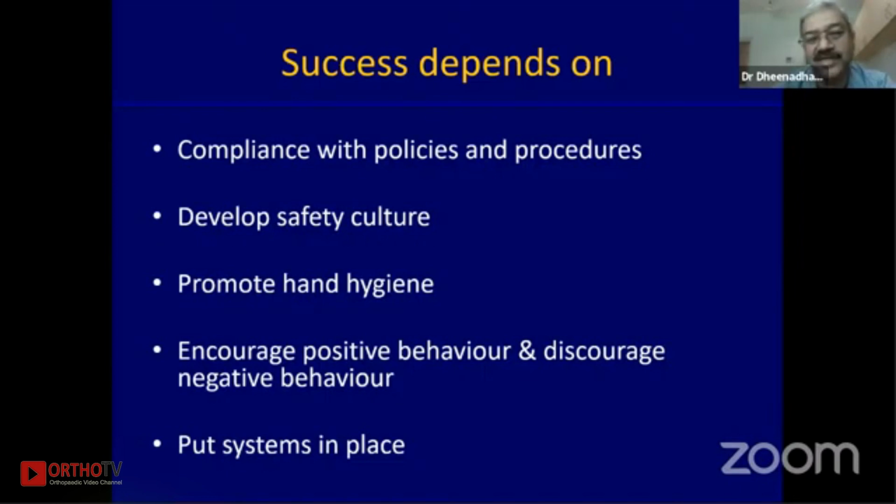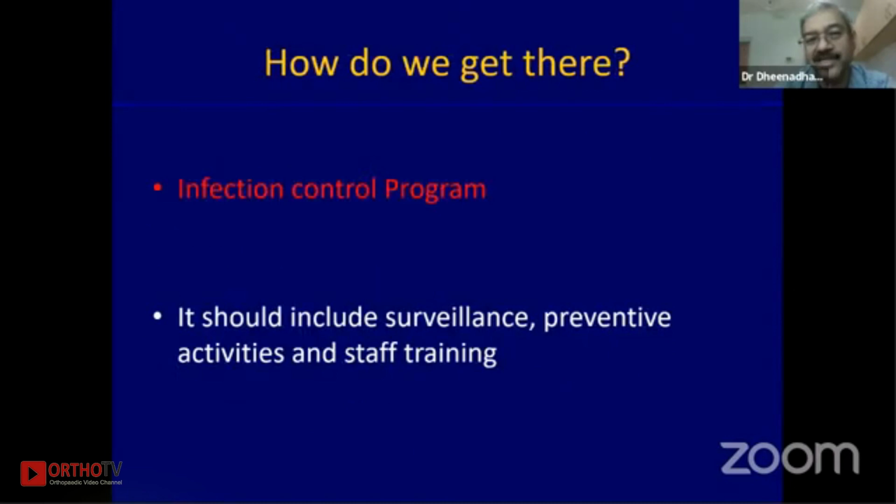The success depends on the compliance of all these policies. And everyone in the team must develop the safety culture, and then promote hand hygiene. Why is hand hygiene important? Because it has been proven beyond doubt that hand hygiene saves lives. So encourage positive behavior, and whoever is having a negative behavior, you must suppress them, and put systems in place. If you follow all these, then we will get there. And then you need to have a committee that does all the surveillance, preventive activities, and staff training.